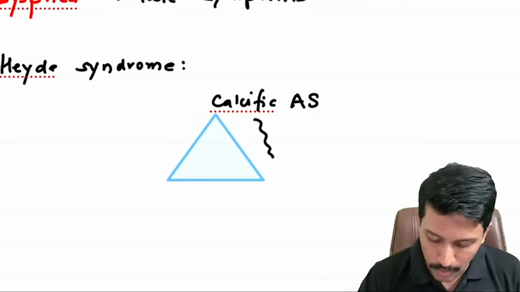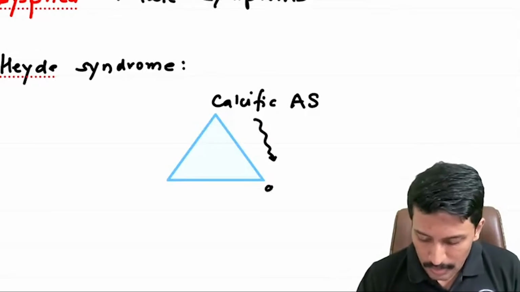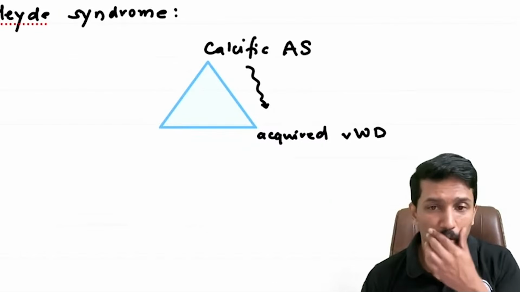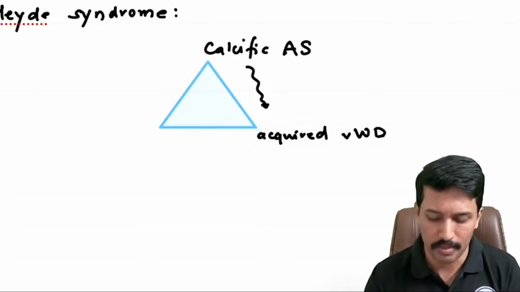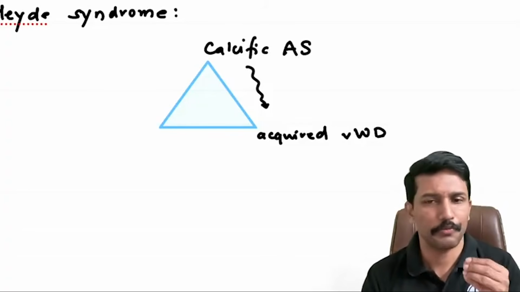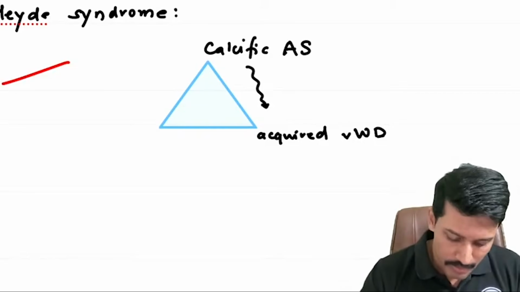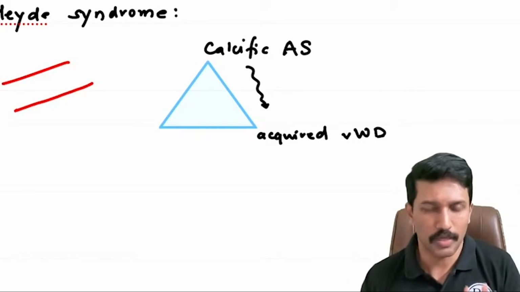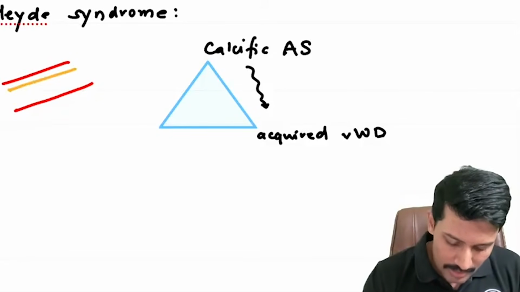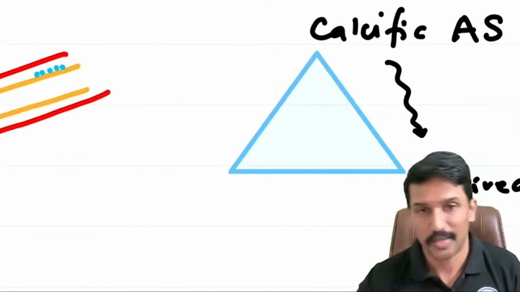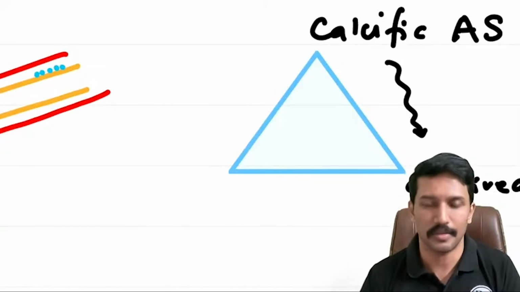Calcification of the aortic valve results in something called acquired von Willebrand disease. Now you may be wondering, what is this acquired von Willebrand disease? So you may be knowing that there is a factor called von Willebrand factor. This factor is present in the subendothelial space. So if this is a blood vessel, the innermost lining is endothelium, and just behind the endothelium we have these von Willebrand factors, which act as platelet receptors.